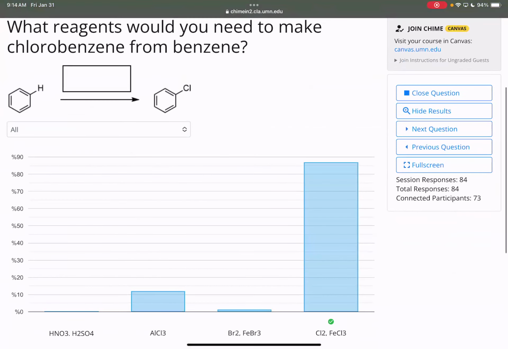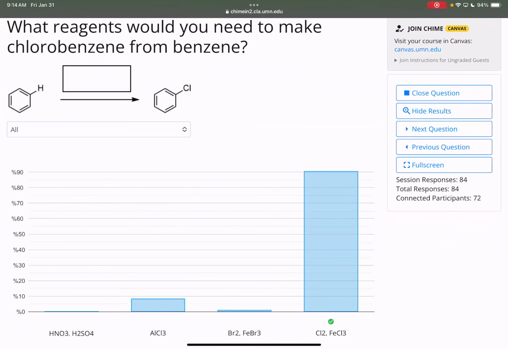Excellent. Okay, so most people are getting this. You would need chlorine and iron chloride. I can see why some people would think aluminum chloride, right? Because it has chlorine in it, but that is not a source of electrophilic chlorine. So let's just write this out real quick.